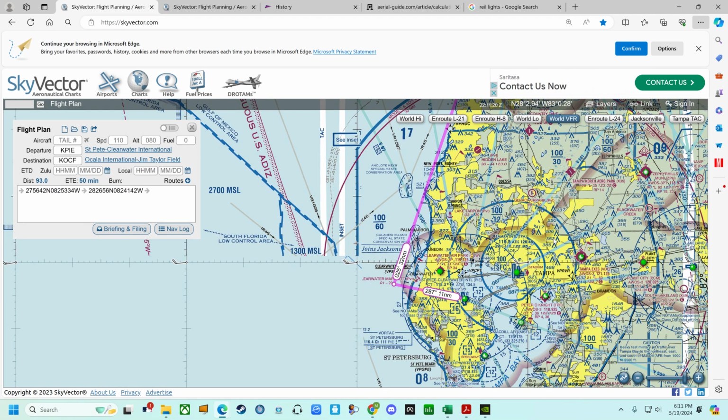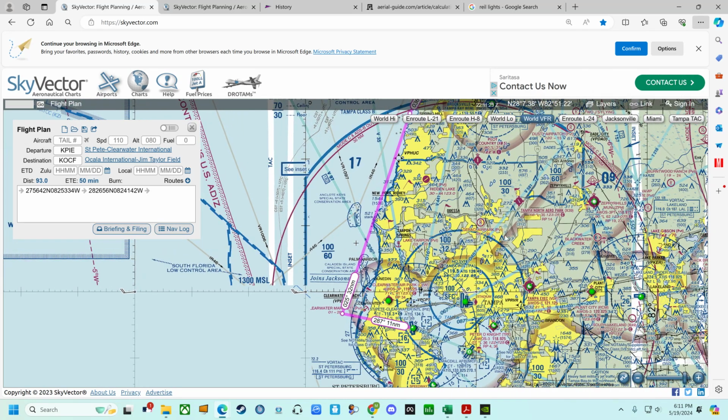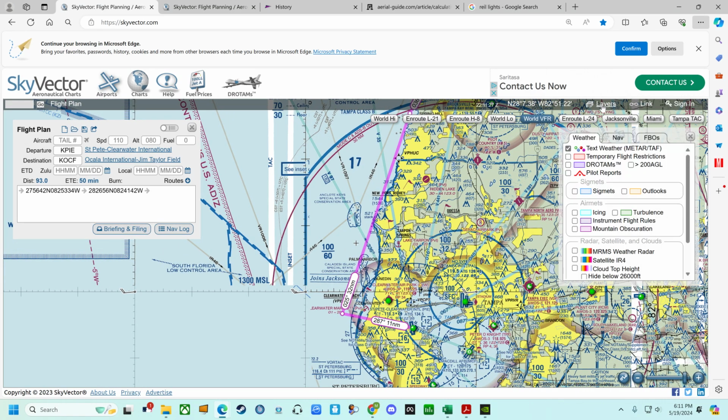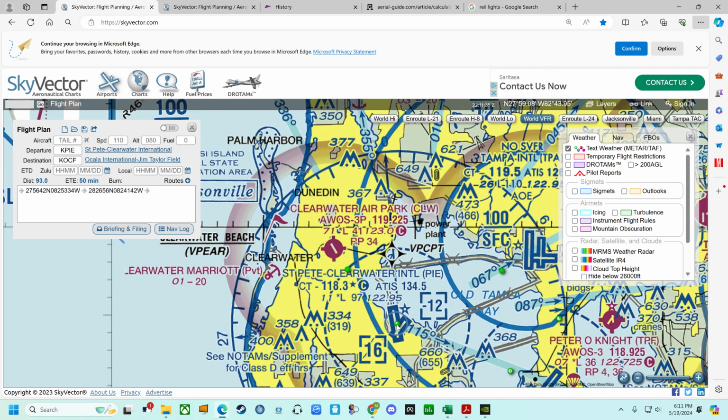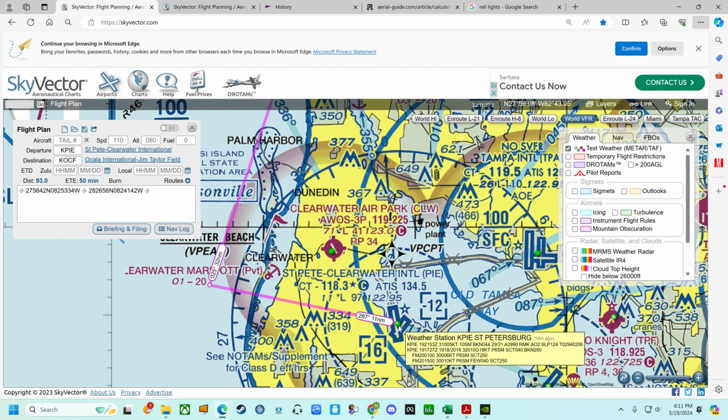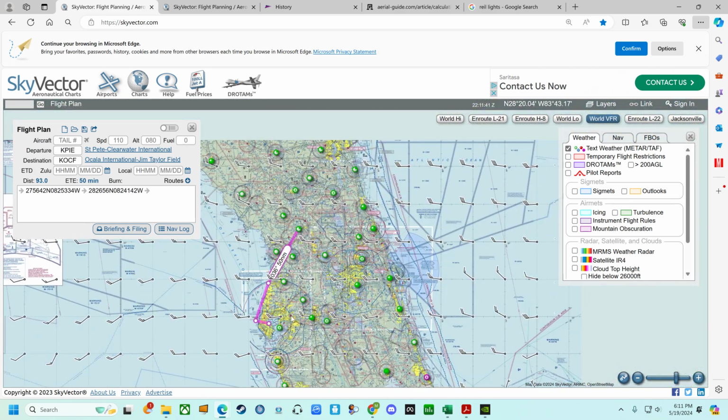In SkyVector, if you want to get the METARs for each of the different airports, you can click on this tab that says layers and then check the box that says text weather. And then anything that's in green, you'll get the METAR if you hover over it. And green means that it's VFR weather.